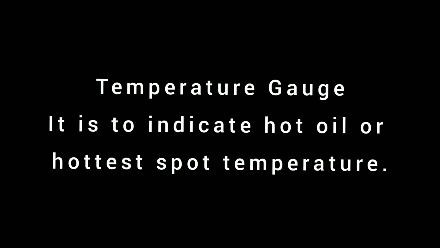The next we can discuss temperature gauge. It is to indicate hot oil or hottest spot temperature. It is a self-contained weatherproof unit made with alarm contacts. The next we can discuss the oil gauge. It is to indicate oil level and it is provided with alarm contacts which give an alarm when the oil level has dropped beyond permissible level due to oil leak or damage of cooler.